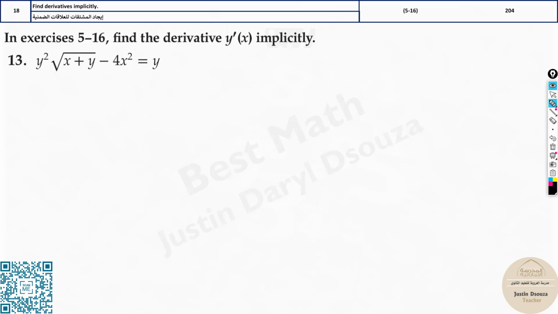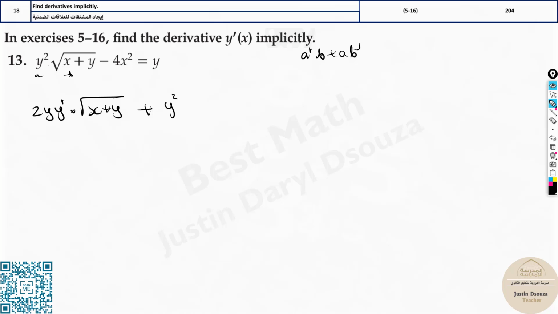Now it gets a bit trickier. This is A, this is B. Let's use the product rule. It'll be a prime b plus a b prime, and here we will have 2y prime times square root x plus y, plus the second y square term remains as it is.